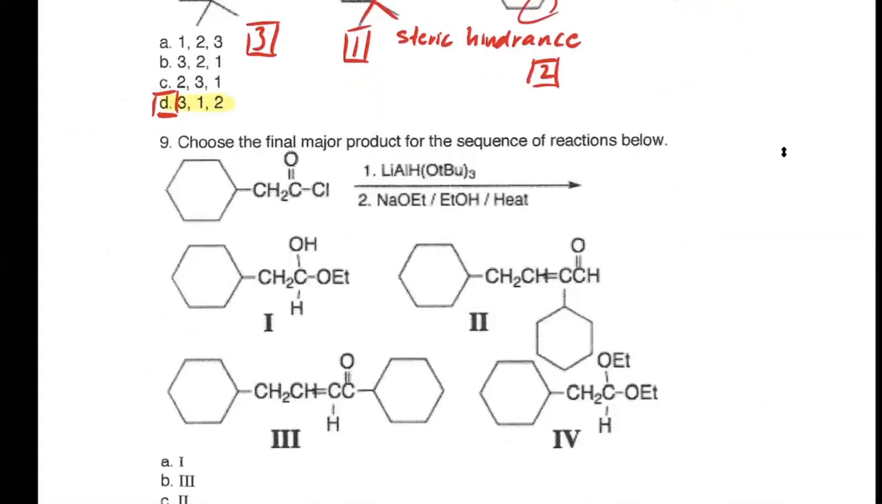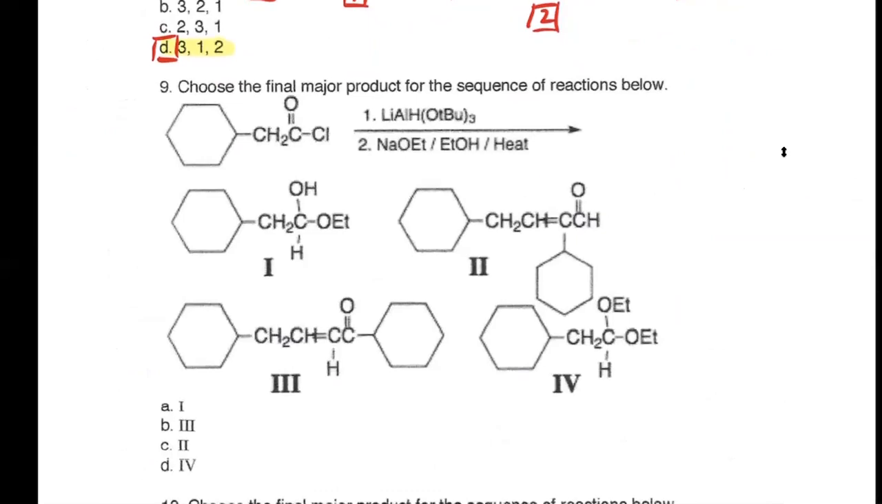All right. So now we're getting into some reactions. And here it wants us to choose the final major product for the sequence of reactions below. Alrighty. So what's the functional group? What's the molecule that we're starting with? What is that? You got to think.